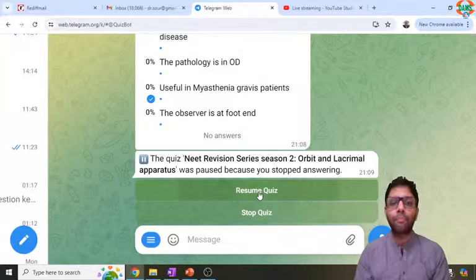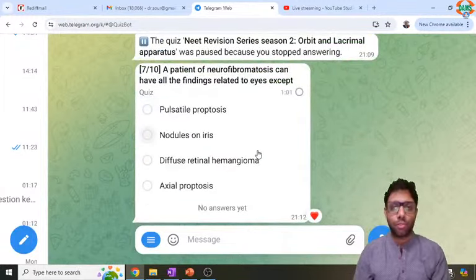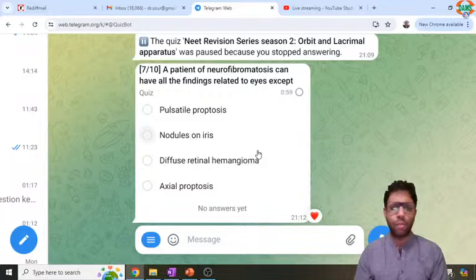Let's resume the quiz. Seventh question. A patient of neurofibromatosis, either 1 or 2. Very important question. Skin can also be involved. Café-au-lait spots. Medicine question. Maybe in NF1, chromosome 17, chromosome 22.